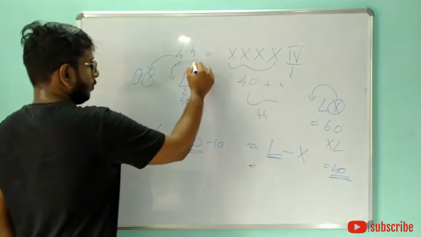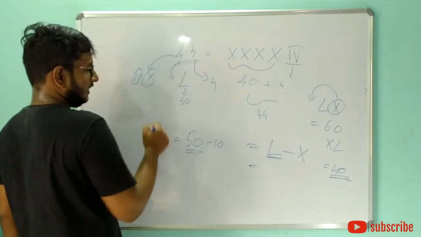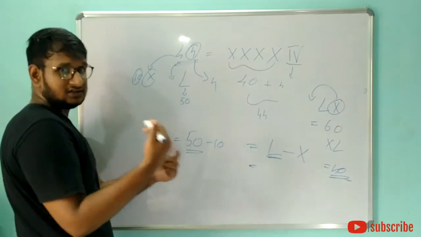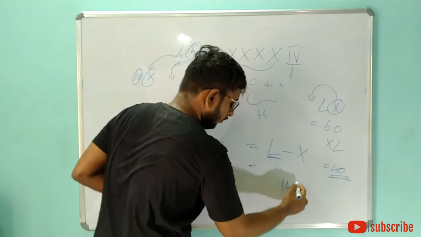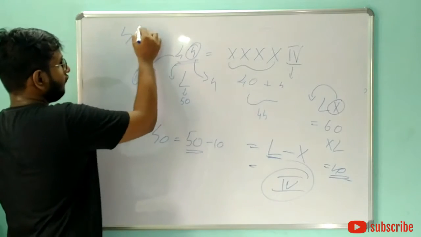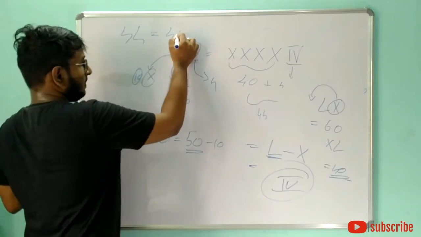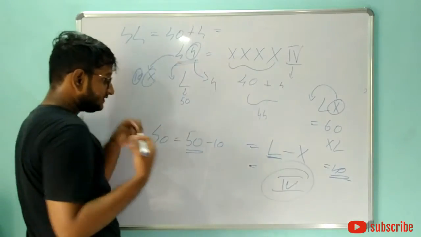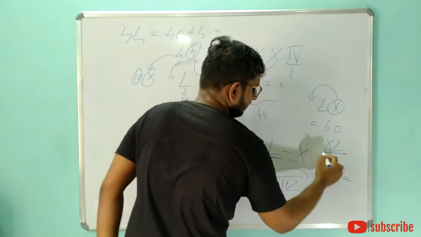The remaining part of 44, the ones placement, is 4. We all know what 4 stands for. This is nothing but 4, this symbol, right? So if we want to represent 44, we can represent 40 plus 4. How have we represented 40 in Roman numerals? It is nothing but XL, right?